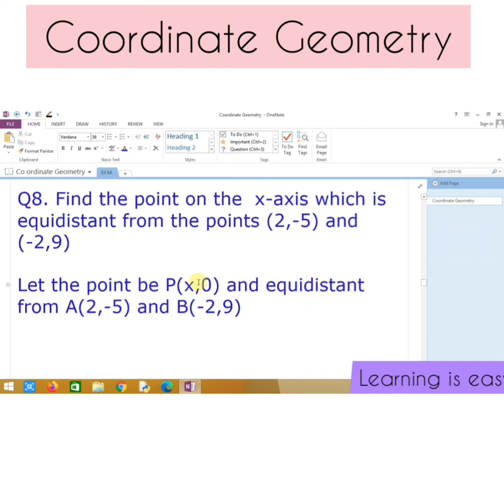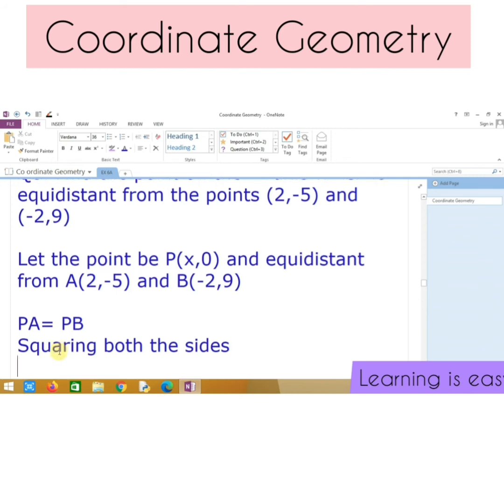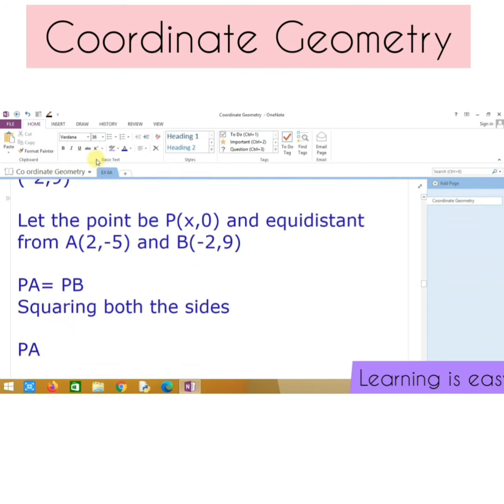So equidistant, so AP is going to be BP. Squaring both the sides, PA square equals PB square.